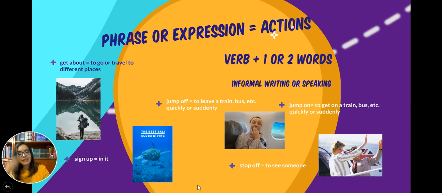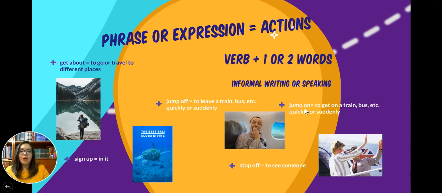Another one is stop off. What is stop off? To see someone. For example, imagine that you are going to Australia, okay? So you need to stop off at the airport and say goodbye to your family and so on, okay?